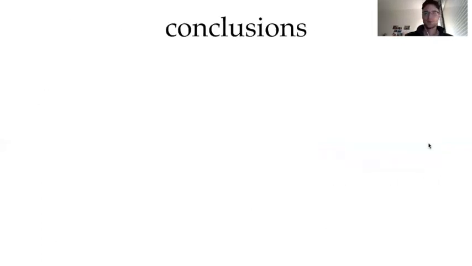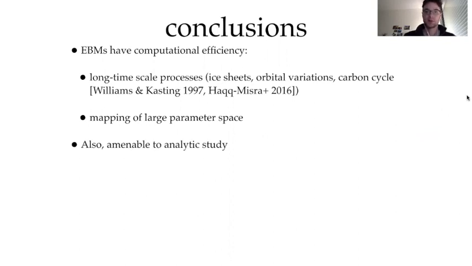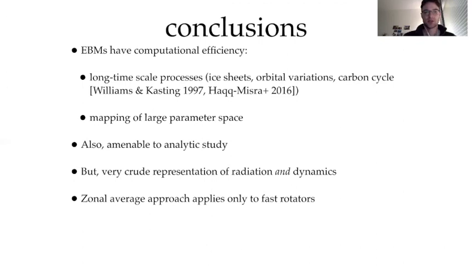So in conclusion, I've argued that EBMs have computational efficiency, which allows you to explore long timescale processes like ice sheets and orbital variations, and something I didn't talk about, which is carbon cycling, that is shown in several papers in the past. You can do large mapping of large parameter spaces, and the EBM is also amenable to analytic solutions. But of course, they contain a very crude representation of the radiation and dynamics, so should be used with caution.